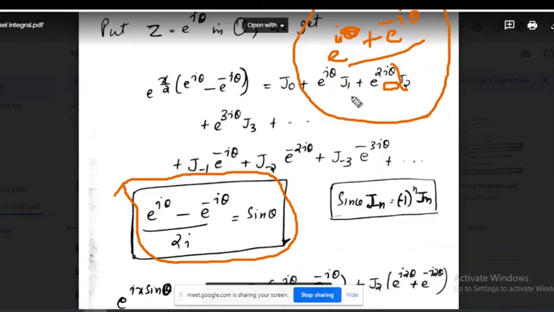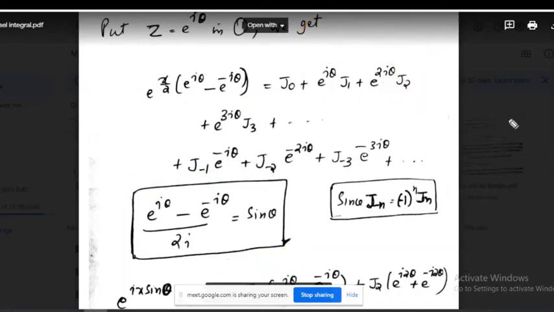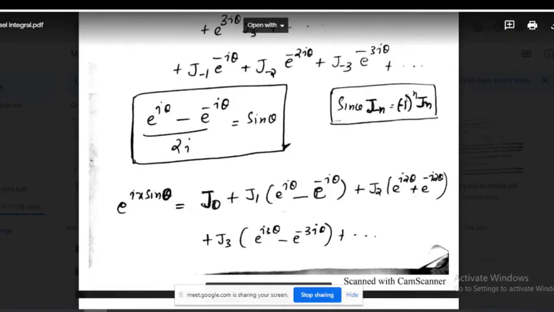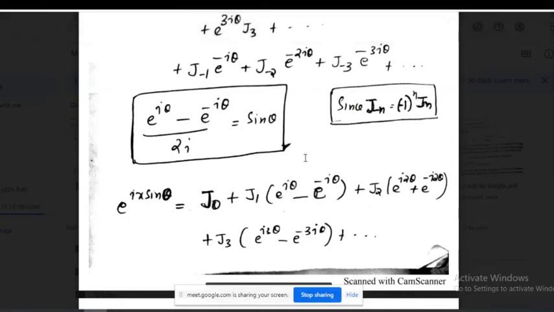Exponential. Yes, that will be cos theta. And this is sin theta. Okay, divided by 2i, this will be sin theta. And also we know J minus n is equal to minus 1 to the power n J n x, that we use here.